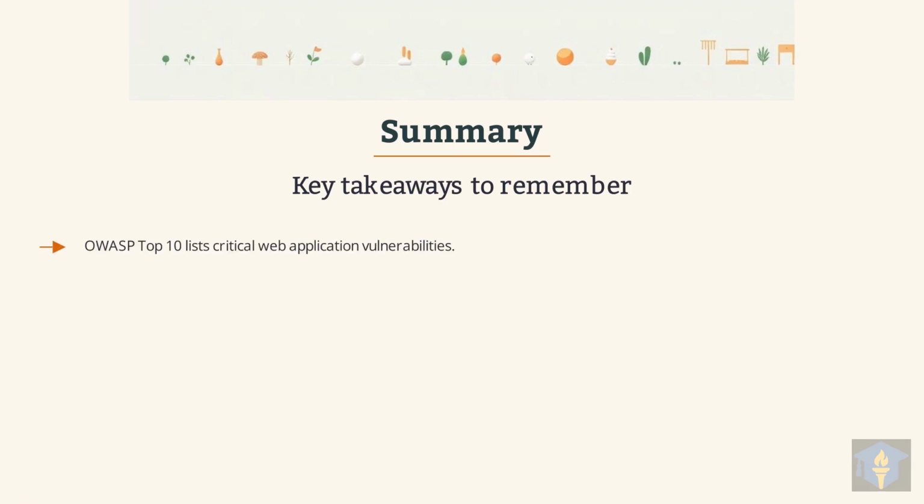Let's quickly summarize the key concepts we've covered in our discussion on web application security. Here are the essential takeaways you should remember to strengthen your understanding of web application security principles. Remember, the OWASP Top 10 provides a crucial list of the most critical web application vulnerabilities to address. Cross-site scripting and SQL injection are prevalent and highly impactful types of injection attacks you must defend against.